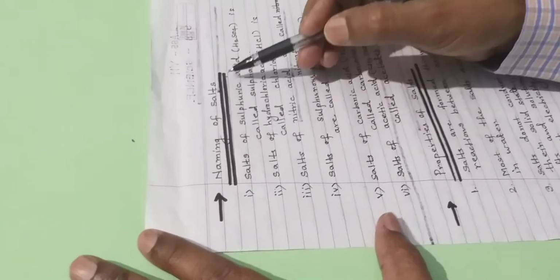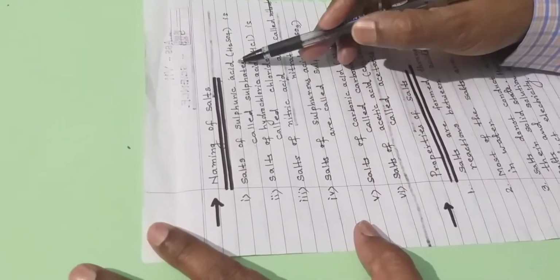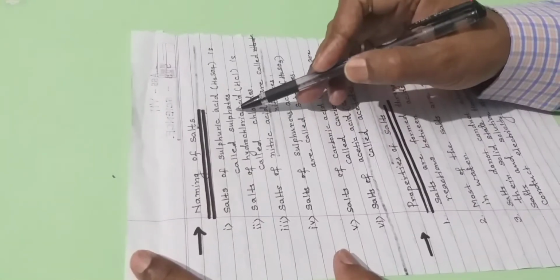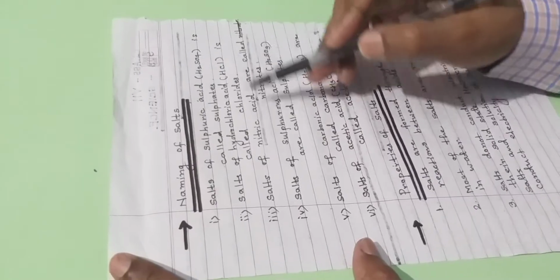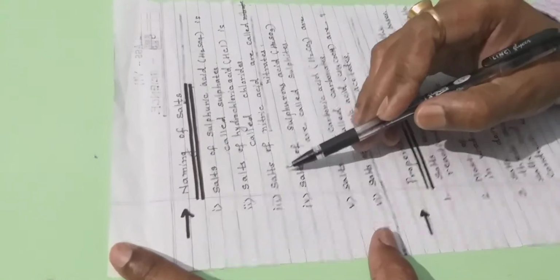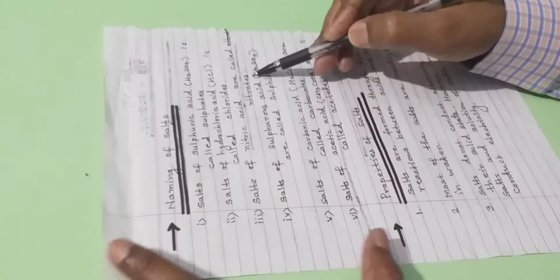Now the naming of salts. First, the salts of sulfuric acid are called sulfates. The salts of hydrochloric acid are called chlorides. Third, the salts of nitric acid are called nitrates.